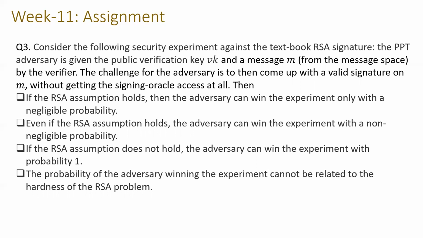Now, what we just discussed in the arbitrary forging attack is that with access to the signing oracle, an adversary can indeed come up with a valid signature on M. But here, the adversary does not have signing oracle access. So what is the winning probability of the adversary, and how is it related to the RSA assumption?